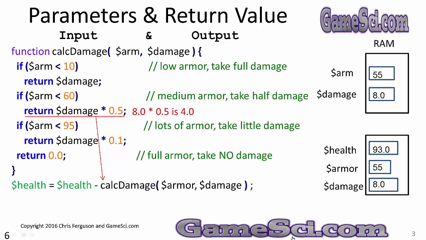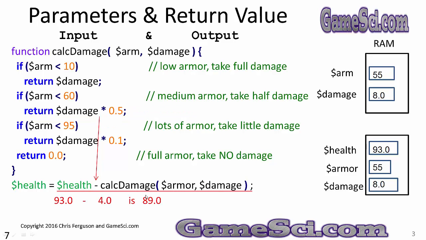Send it back as an output, as a return value from the function. When it comes back, it will be 4. What would have caused 8 points of damage will only cause 4 points of damage. The more armor you have, the less damage you should take. So our original value in health, which is 93, gets subtracted by 4 because we took a hit with half armor, and becomes an 89.